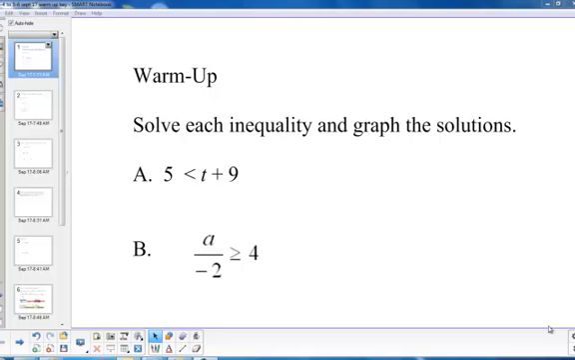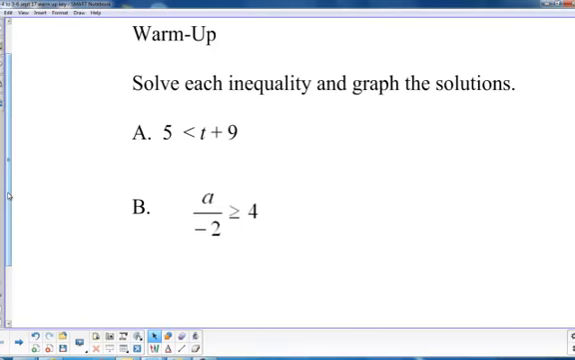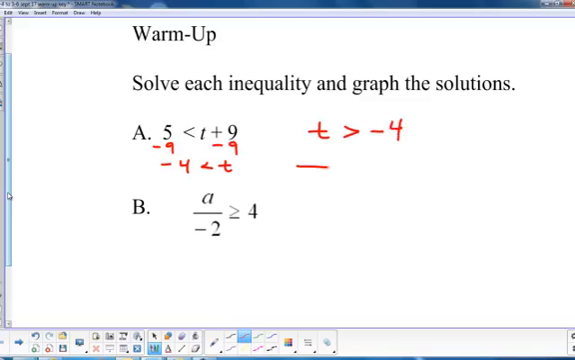But first, let's do a review. If you look at letter A, in order to solve this, you would subtract 9 from both sides. So we have -4 is less than t. Now, I would always write the letter on the left, and that Pac-Man has to still eat the t because it initially was. Because when you go to graph this, it's going to make more sense if your letter's on the left. So -4 has an open circle, and t is greater than, so that's an arrow to the right.